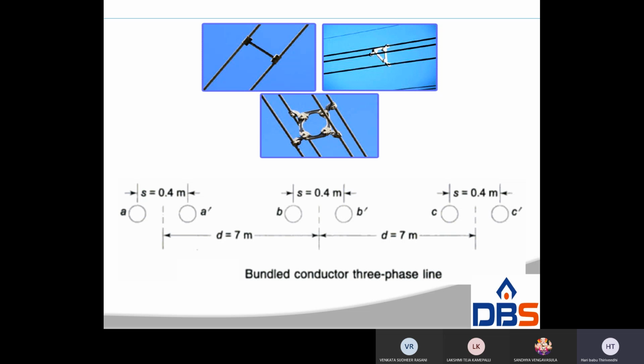So these are the bundle conductors. The spacing between the bundle conductors is 0.4 meters and the overall distance is 7 meters. These two are the bundle conductors with spacing 0.4 meters, right? From these conductors to the other conductors A dash, B dash the distance is 7 meters, like that.